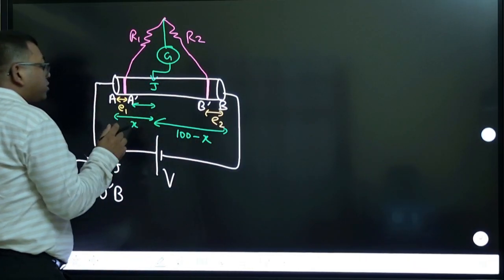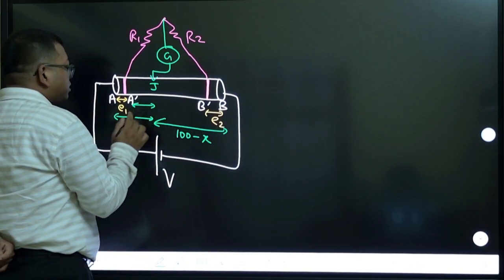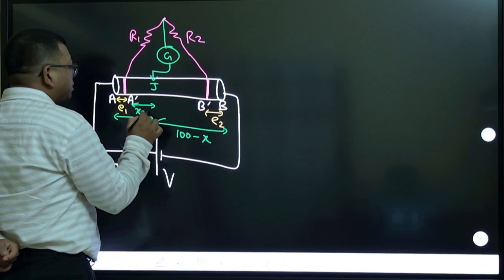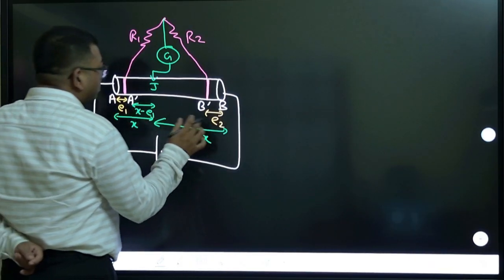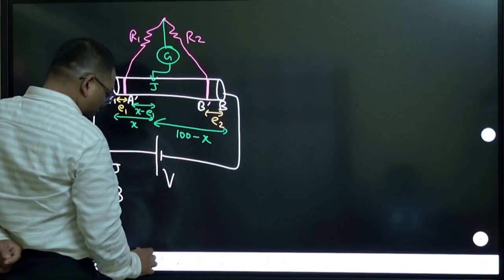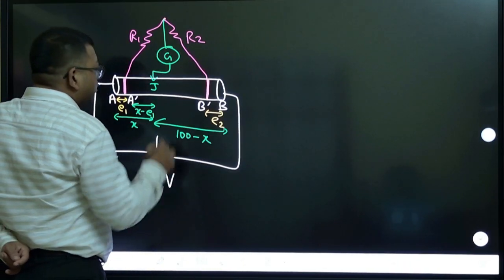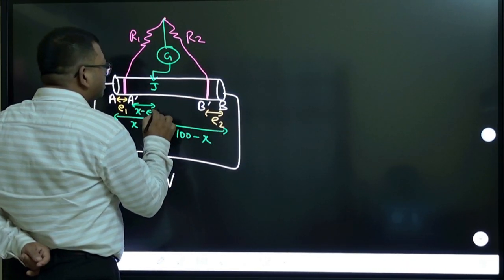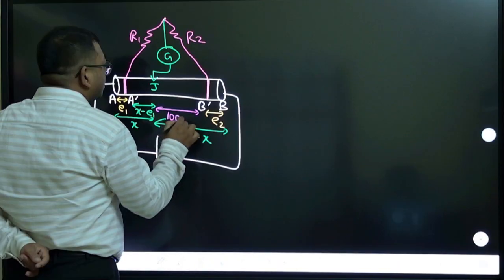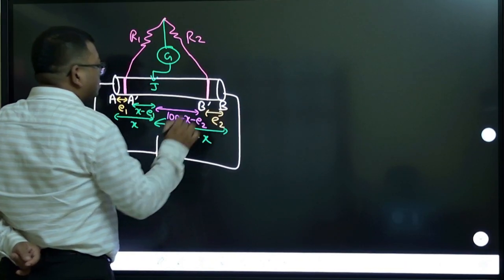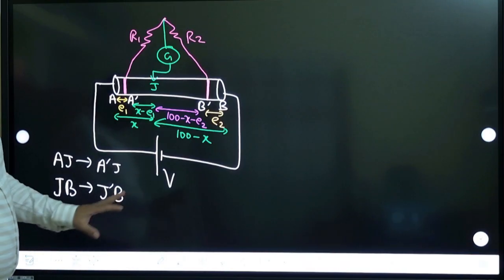So now what you need to do is that this actual distance, you have to take this as x minus e1, because it is extra e1 is there. Similarly here, in correction you have to subtract from 100 minus x. This distance becomes 100 minus x minus e2. That's what changes will happen.